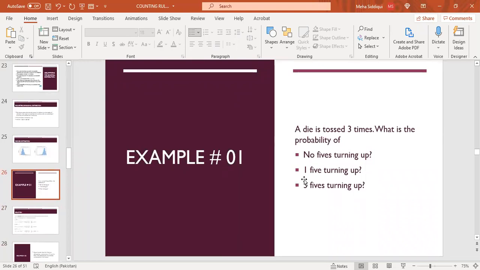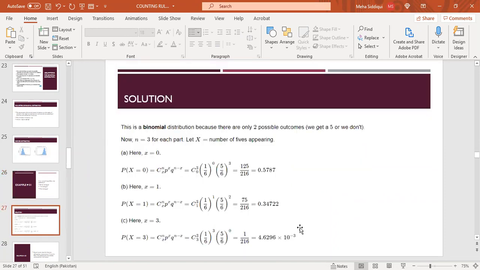Now, coming to examples of binomial distribution. A die is tossed 3 times. What is the probability of no 5s turning up, one 5 turning up, and three 5s turning up? Now, this is a binomial distribution because there are only two possible outcomes. We get a 5 or we don't. So n is equal to 3 for each part. Let X be the number of 5s appearing, and we have 3 cases: no 5 appearing, that is x equals 0, one 5 appearing, that is x equals 1, and three 5s appearing, means x is equal to 3.